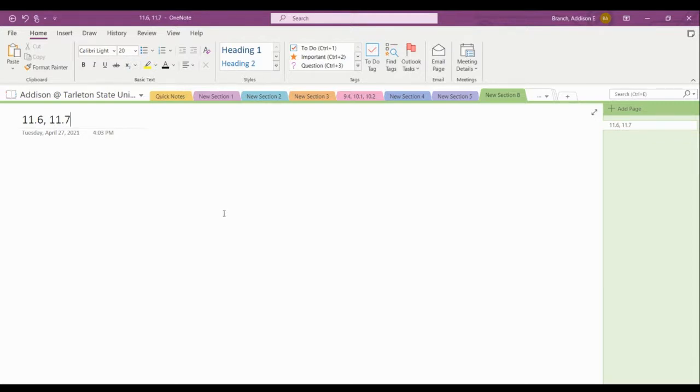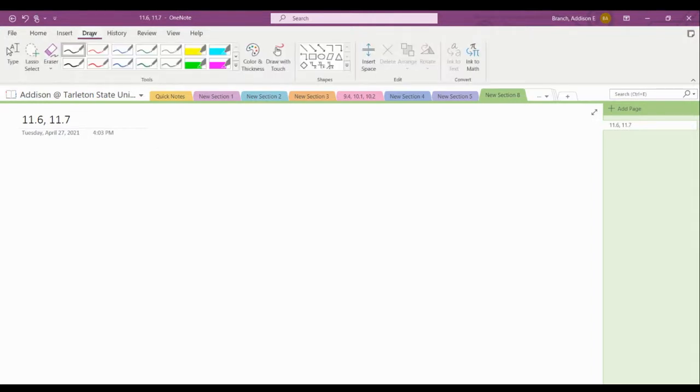This week we're going to be covering section 11.6, which covers absolute convergence and the ratio and root tests. And then we have section 11.7, which is essentially just going to be strategies for testing for convergence and divergence. So let's go ahead and get started with section 11.6.